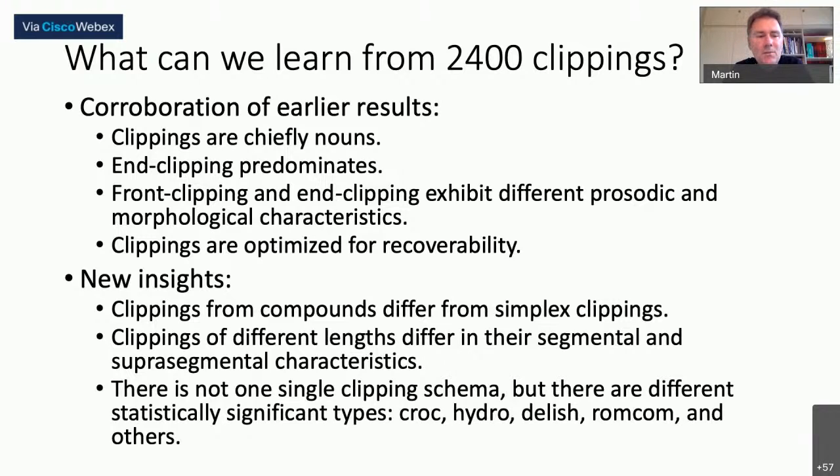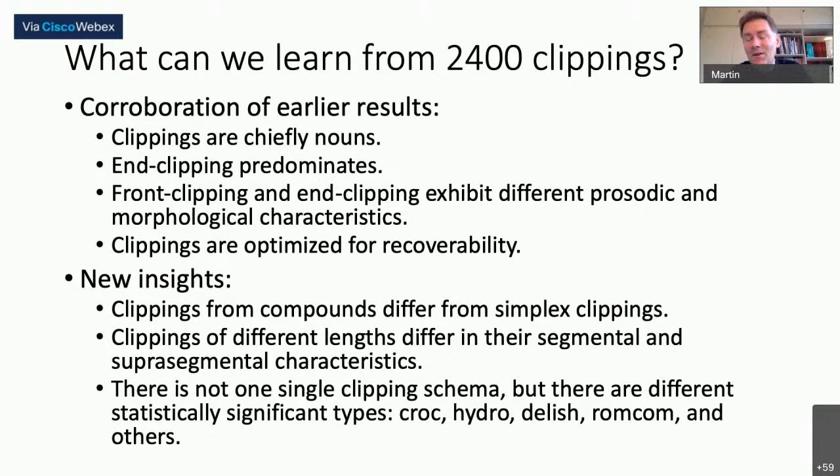such as the noun bias of English clippings, the predominance of end clippings, the fact that front and end clipping have different prosodic and morphological characteristics, or that clippings are optimized for recoverability. But we also have some new insights. So, for example, that clippings from compounds differ from simplex clippings, that clippings of different lengths differ in their segmental and suprasegmental characteristics. And most importantly, that there is not one single clipping schema, but that there are instead different clipping types, different patterns, like the croc type, the hydro type, the delish type, rom-com, and in fact others that I didn't get to show you.